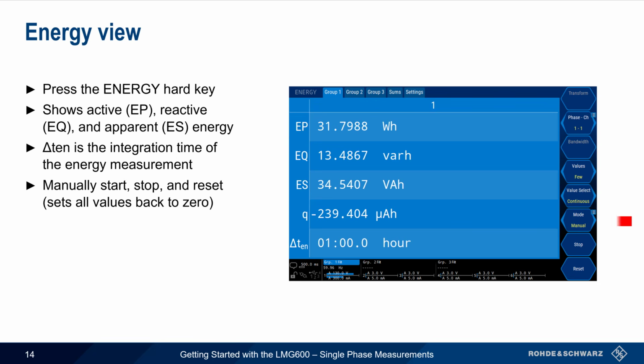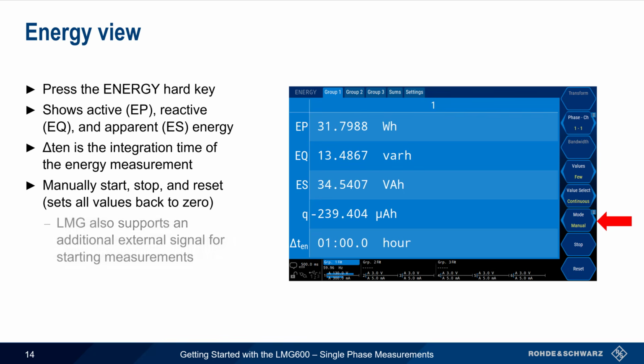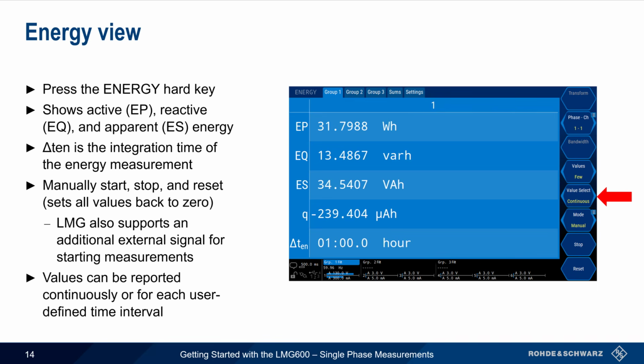This measurement can be manually started, stopped, and/or reset, and the LMG also supports starting measurements only when an external signal is received. Values can be either continuously reported, or they can be reported for a user-defined time interval. Note too that some additional measurement values can be shown by toggling the Few Many Values option, similar to what was done for other measurement types.